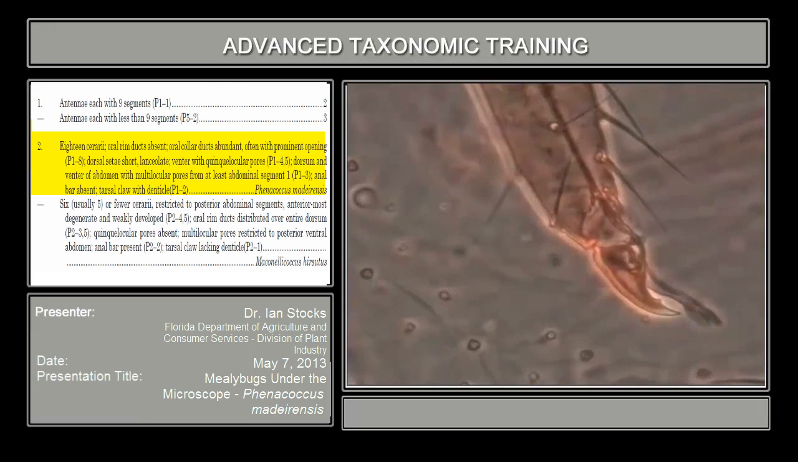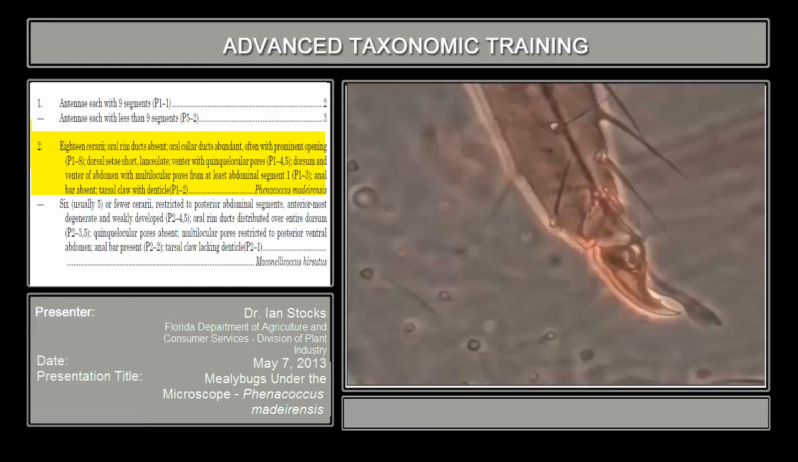Okay? So the presence of this character here, when I contrast its state with what we would find for the next part of the couplet, for the pink hibiscus mealybug, is absent. It would just be a smooth curve on the inside of that claw. Okay, so now we have another positive character for Phenacoccus here. Okay, and we've done the quinquelocular pores. Now we're going to go try to find the dorsal setae. And that corresponding illustration for that one in the plate is plate 1, figure 2.